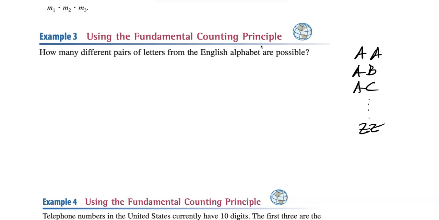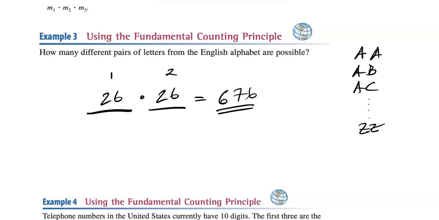I don't want to write all those out and just count them all up. That's too many. So what we're going to do is use the fundamental counting principle. How many ways could I get the first letter in the pair? There's 26 letters in the alphabet, so 26 of them. And how many ways can I get the second in the pair? 26 of them again. So we multiply those out, and I get 676 possible pairs. That's so much easier than listing out all 676 and counting them up. So you see the fundamental counting principle.